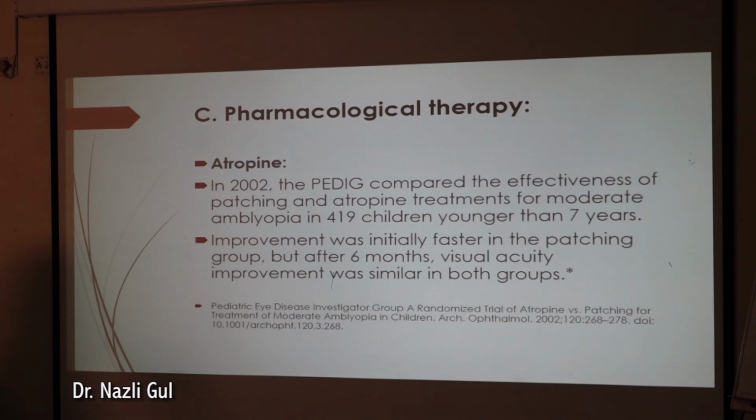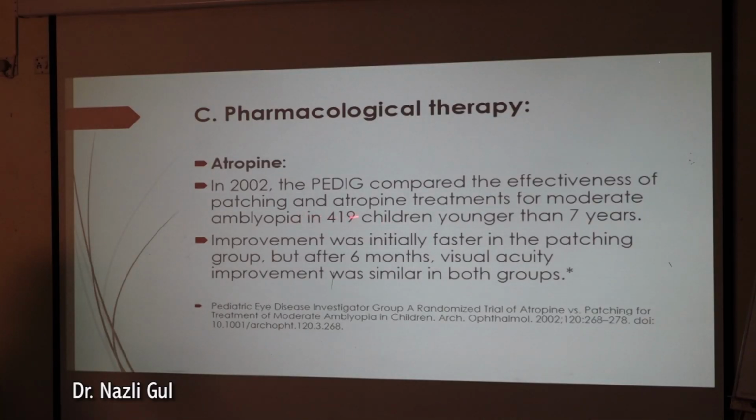Next comes pharmacological therapy, which includes atropine and levodopa. They have been studied in different trials, and in 2002, the PEDIG compared the effectiveness of patching and atropine treatments for moderate amblyopia in children less than 7 years of age. Improvement was initially faster in the patching group, but after 6 months, visual acuity improvement was similar in both groups. That is, for moderate amblyopia in patients less than 7 years of age, both patching and atropine penalization work similarly.